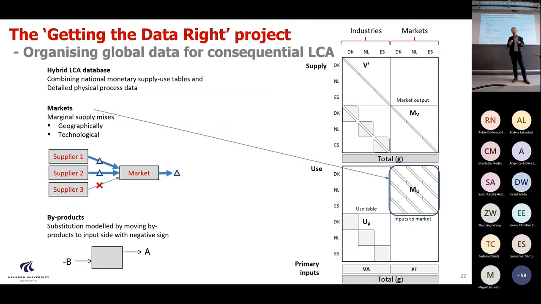And that is also what we're doing here in the Getting the Data Right project, where we are establishing direct links, APIs, to statistical data, so we are able to populate the model with data. All the 730 trade lanes will be automatically populated every year with data.